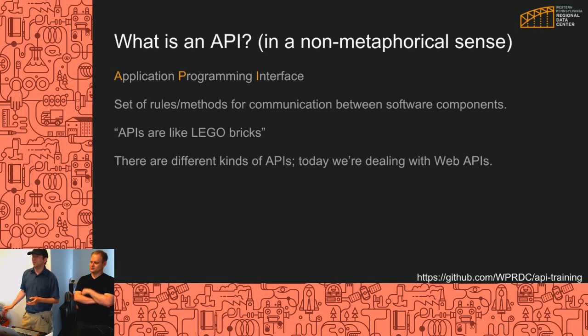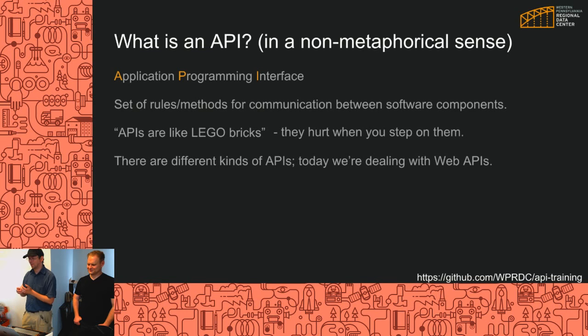We talked a little bit before about how an API is sort of a menu of the services that something offers, maybe a website. We're talking about web APIs here. And a lot of people start off their tutorials about APIs by saying that they are like Lego bricks in the sense that they are modules that you can put together easily to form something. We think APIs are like Lego bricks because they hurt when you step on them.